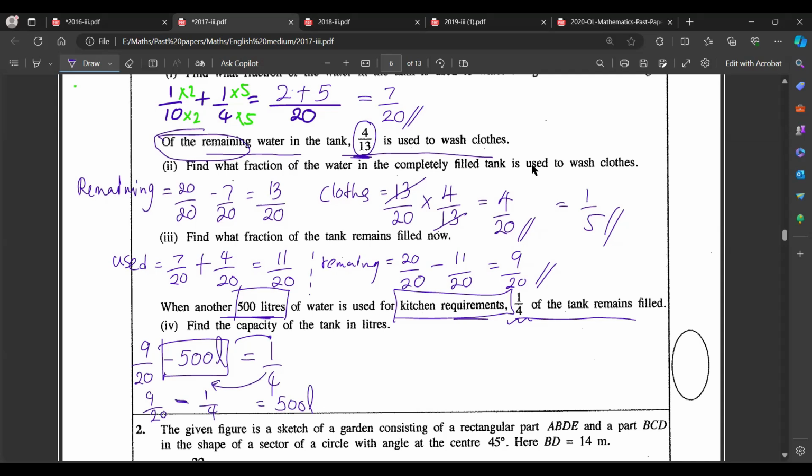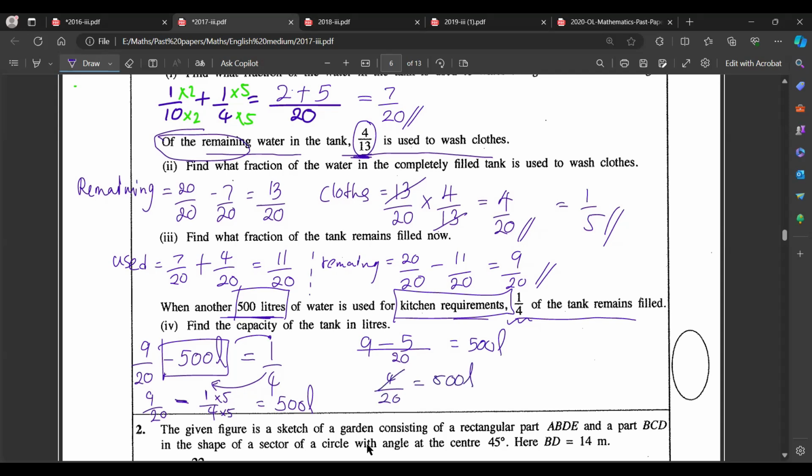20 and 4, what should be the common denominator? 20, no? Yes. 20 and 4. You can take common as LCM as 20. Now, this one multiplied by 5, this one also by 5. So, 9 minus 5 equal to 500 liters. So, there, 9 minus 5, 4 out of 20, no? 4 out of 20 equal to 500.